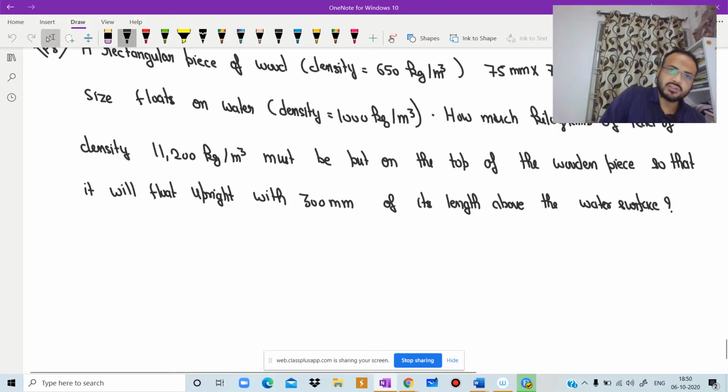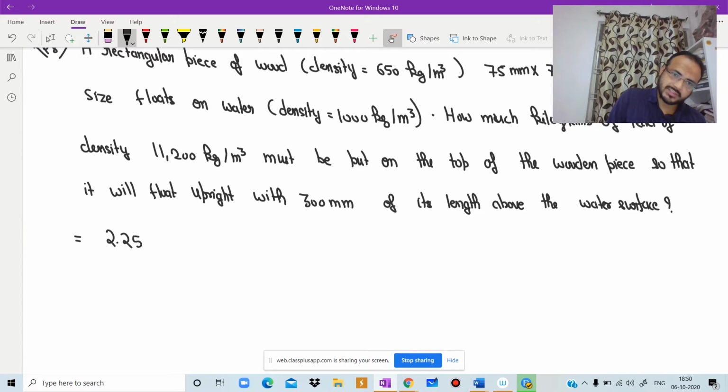The right answer of this question is 2.25 kg. 2.25 kg is the right answer. Now we will solve it.